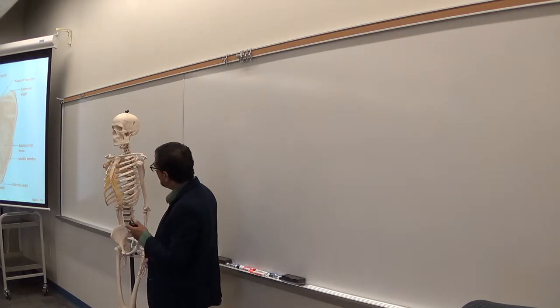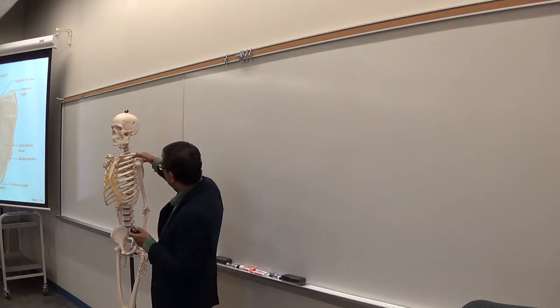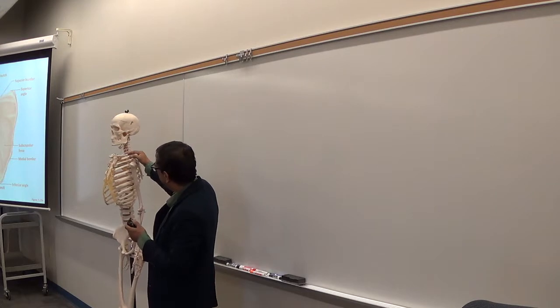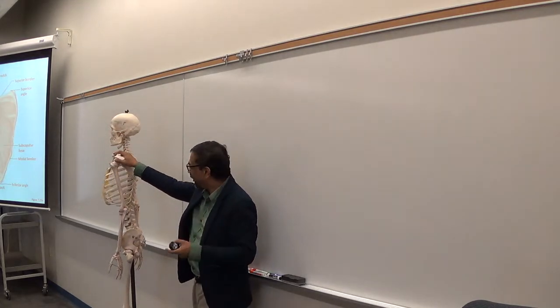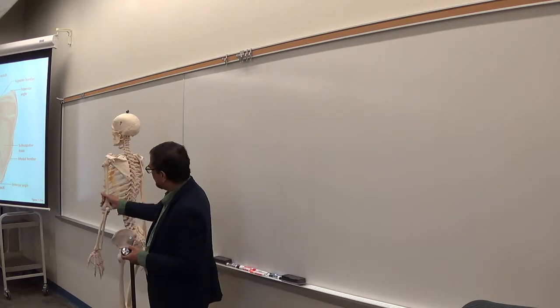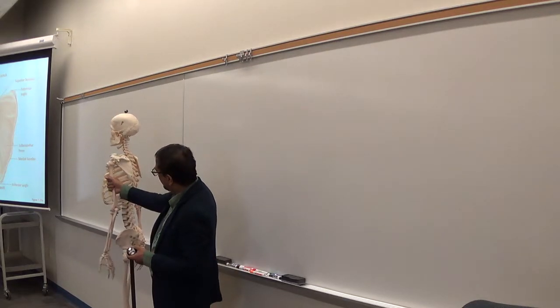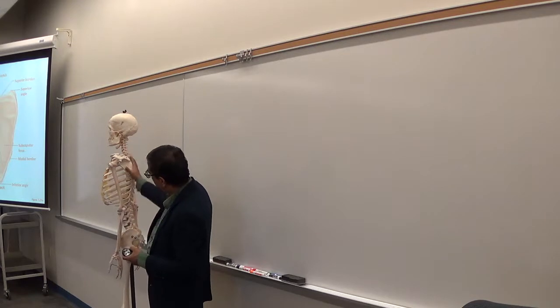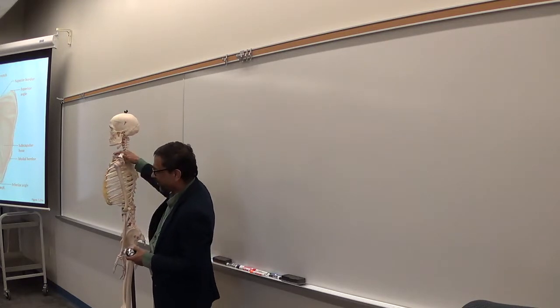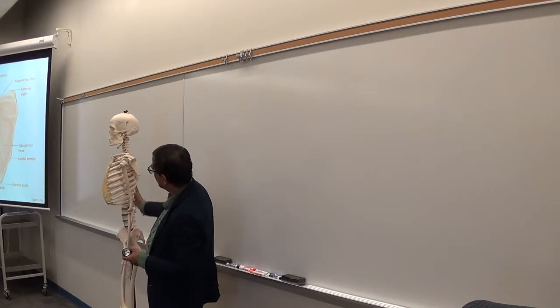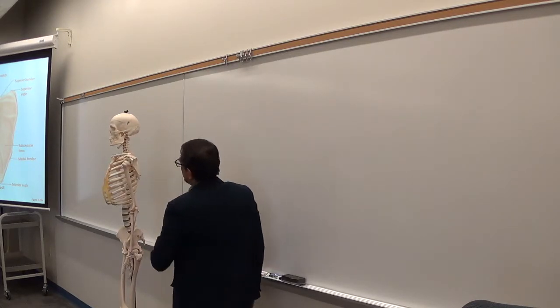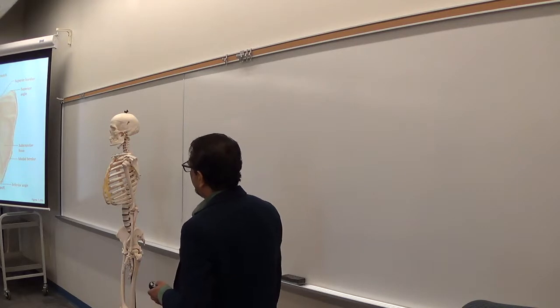So those two bones, clavicle and scapula, together form the pectoral girdle. Okay? And the function of the girdle, as I have mentioned, is to attach the limb bones to the axial part of the skeleton, right? So this is the girdle, attaching this to the axial skeleton. So securing the limbs.